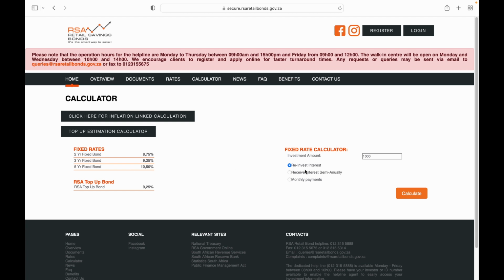Then also when you look at this site, we have the option of reinvesting the interest. We also have the option of receiving the interest twice per year, or receiving your interest on a monthly payment. But remember, if ever you get back your interest, then you miss out on that opportunity to compound your return, right? So depending on the amount of money that you are planning to invest, in this case their default value is 1,000 rand, but you can change the figure to whatever amount that you want.